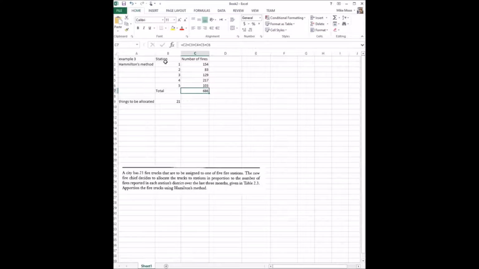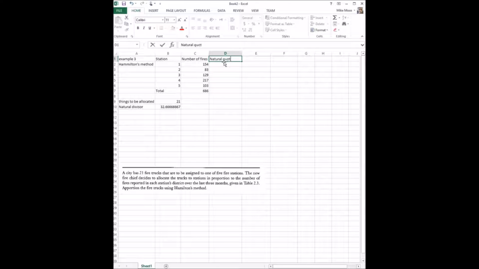This information was given to us. They told us that there are 5 stations, and they told us the number of fires in each station. To generalize beyond this particular problem, this is the population, this is the name of each thing, and this is the number of things to be allocated. So the natural divisor is just the total population, 686, divided by the number of things to be allocated, and we get 32.666667, whatever. Now we're going to find what's called the natural quota.